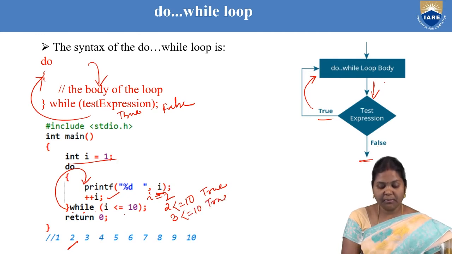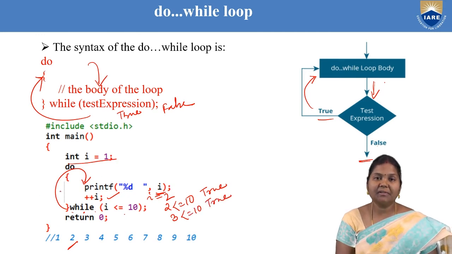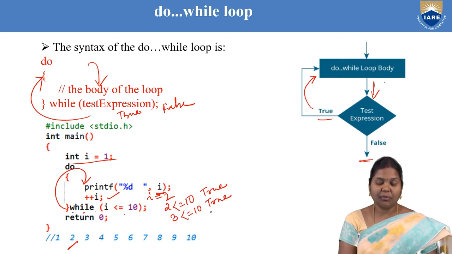Yes, it is true. Then again repeat the loop. This process is repeated until the condition becomes false. So when I becomes 11, the condition is false and you will come out of the loop. Till that time 1 to 10 is displayed. So this is about do while.